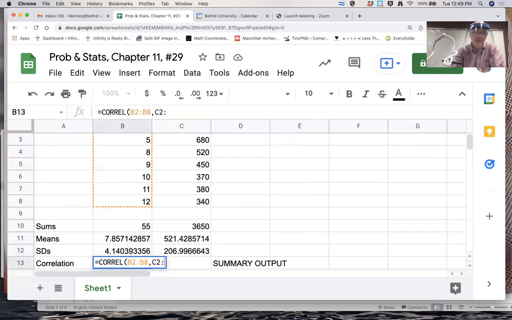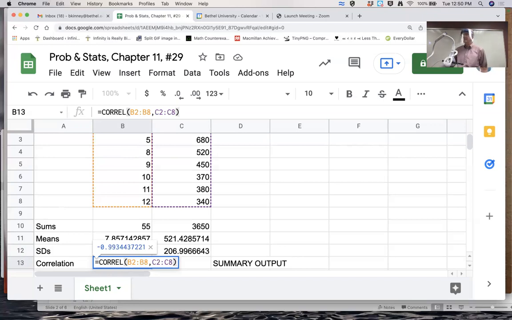Correlation, remember, was equals CORREL, 2 R's, 1 L. Between the B2 colon B8 and C2 colon C8, put a comma. Correlation is negative this time. Very close to -1. You can see the answer there, about negative 0.993. Well, that's because the slope of the regression line is negative. It is a very strong linear trend. I haven't graphed it, but if you made a scatter plot, or a scattergram, as our book calls it, you would see a very strong negative linear trend with a negative slope.